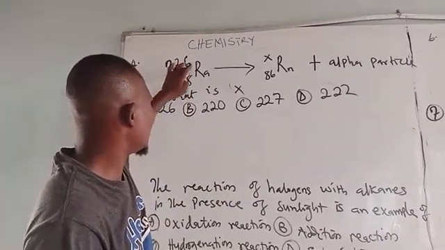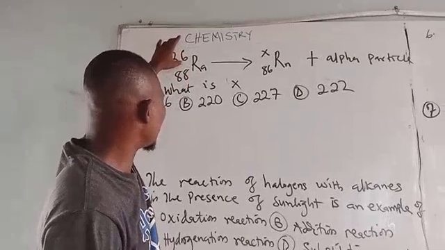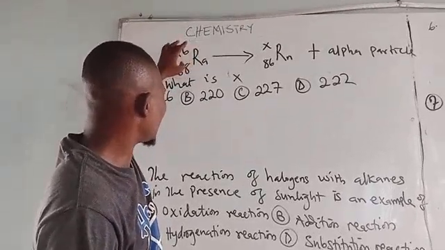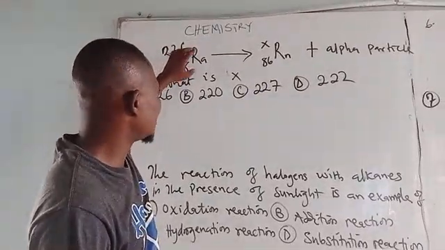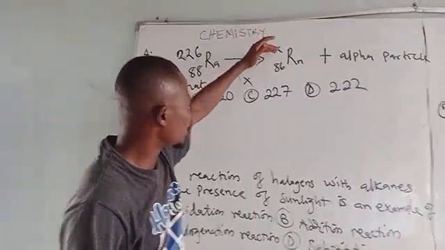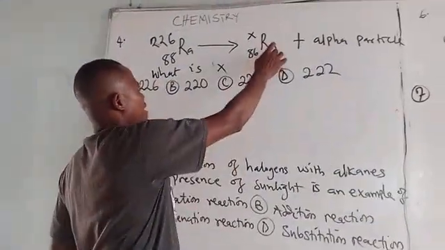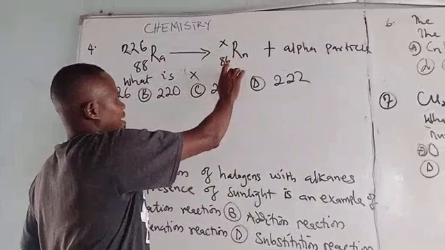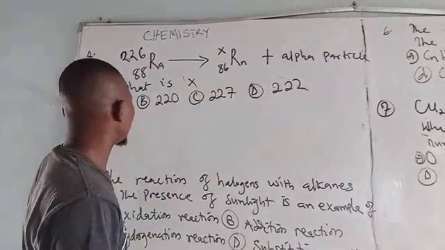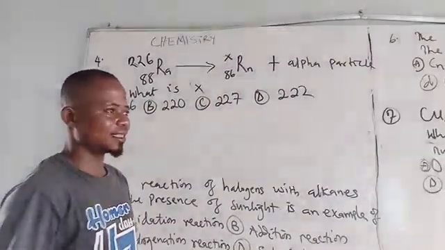226, that is the mass number. Radon, that is Ra, 88, disintegrates to form Rn, X, and 86, plus an alpha particle. They say you should find X.